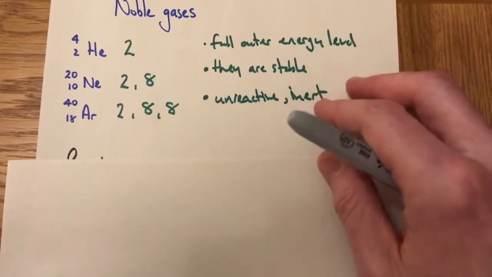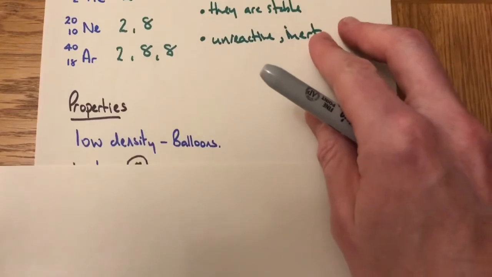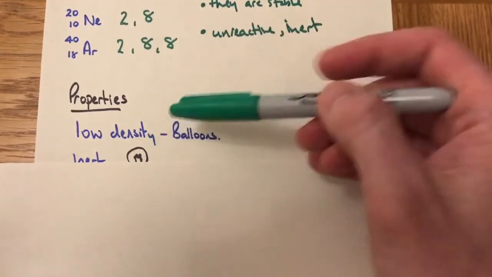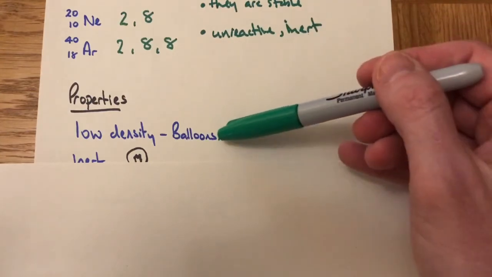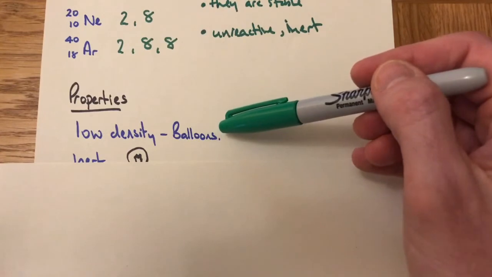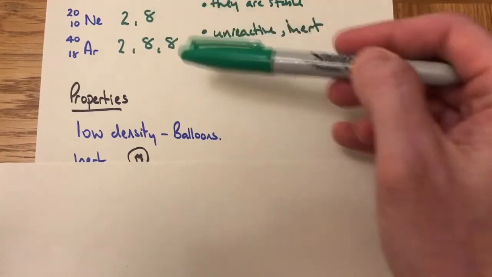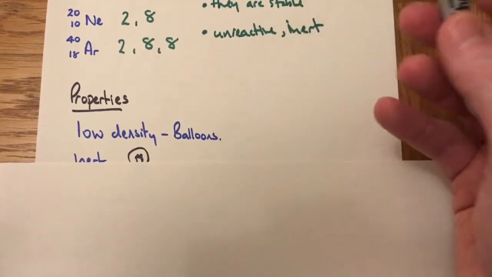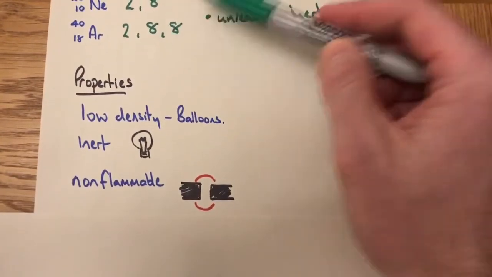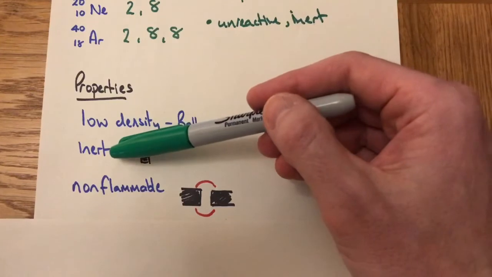Here's some of the properties that we have got. So the first property is that these noble gases have a very low density. So I'm sure you've been to a party where you've seen balloons that are floating up above, and those balloons will contain helium, and they float because they have a low density. Other 2 key properties are linked to this key feature, their electron arrangements. So we know that they are inert.